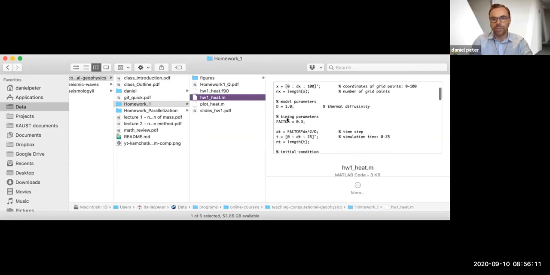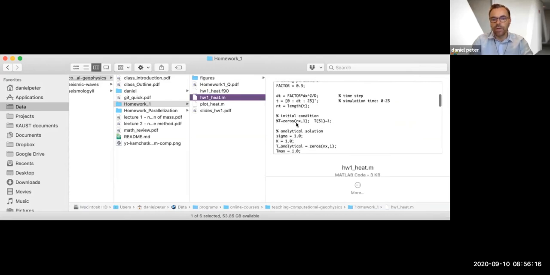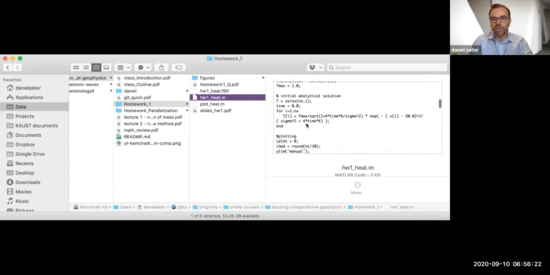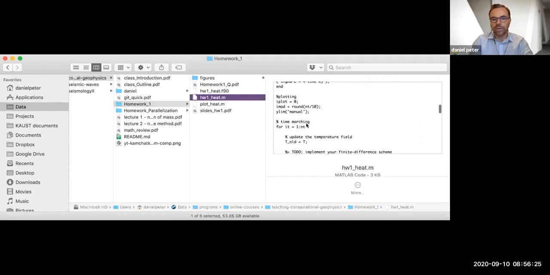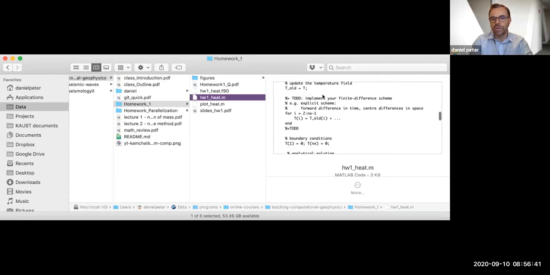The code is very short, but the template sets you up already, gives you here the analytical solution, sets up the meshing, and then somewhere you will see the to-do. Do you see that? Okay, the to-do part is your part. So here it's asking you now to implement the scheme, for example, the explicit scheme: forward difference in time, central difference in space. Put it here.